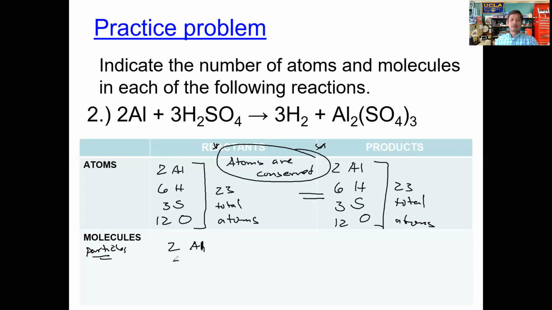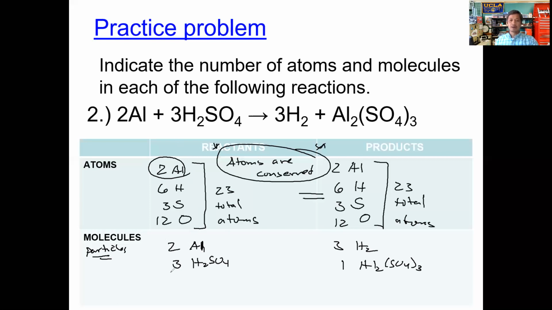And therefore, combined to that, we have 3 particles of H2SO4, sulfuric acid, on the reactant side. If that's the case, then we'll have 3 hydrogen particles and 1 aluminum sulfate particle. And if you notice here, we're no longer counting individual atoms. Though technically these are atoms here, we're counting them as total particles. The aluminum on the left-hand side represents individual particles as well.